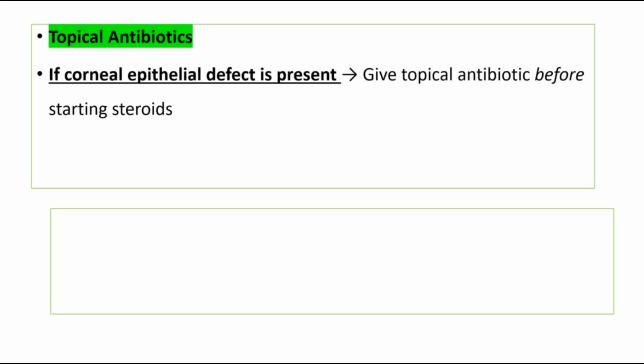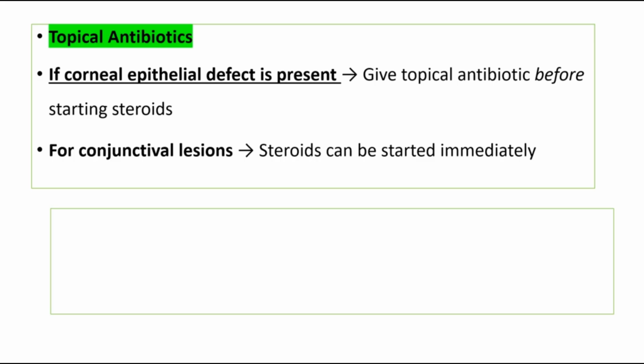Alright. Apart from that, specifically in cases where there's a corneal epithelial defect, that means you carry out your fluorescein staining and you find that the keratitis basically has taken up a stain at a particular location, you know that there's a corneal epithelial defect present. Now that corneal epithelial defect will make the cornea susceptible to a secondary infection. And more so, since you are giving steroids, it's important that you start topical antibiotics in these cases and wait for the corneal epithelial defect to heal before you start these steroids. For conjunctival lesions, you can start steroids immediately.